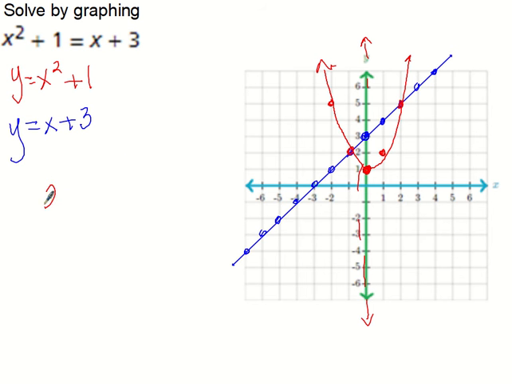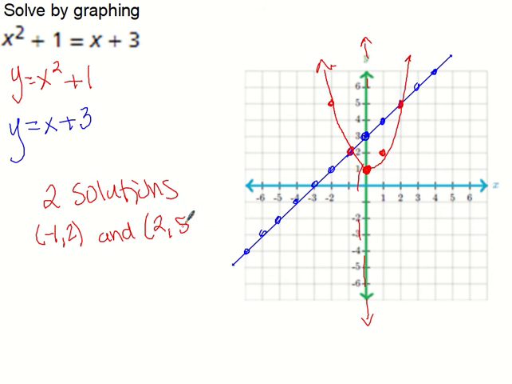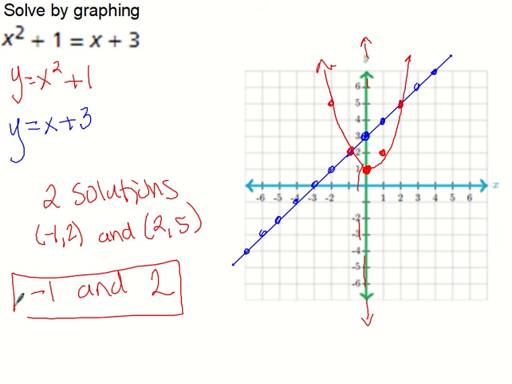So this again has two solutions, crossing at (-1, 2) and (2, 5). And so we would then say the solutions are negative 1 and 2. So that's the end that we're looking for, right? What is the x? Just like when we solve parabolas, we're always trying to find out what is that x. So negative 1 and 2.